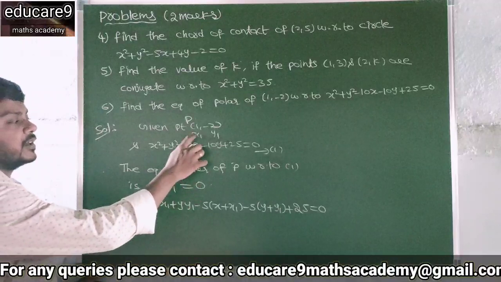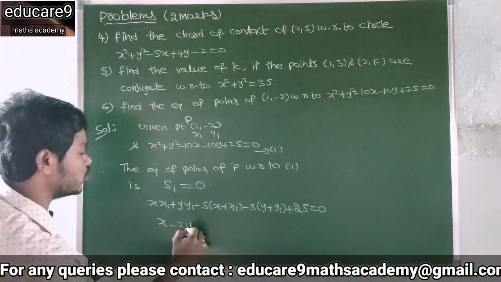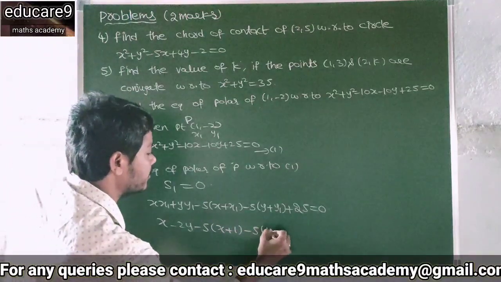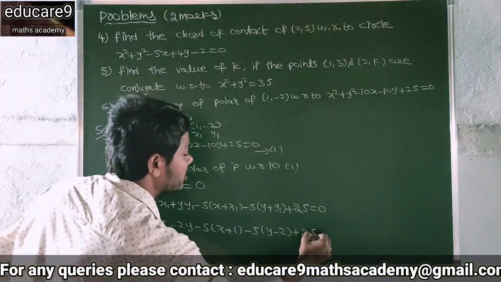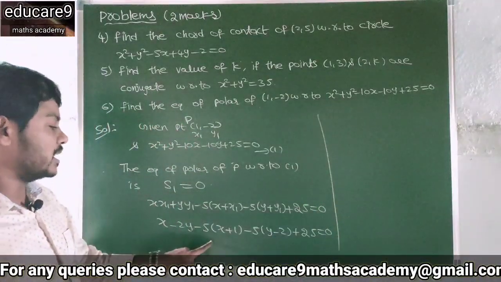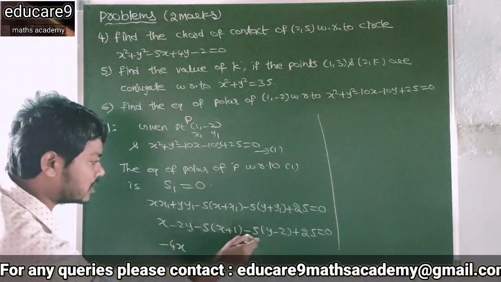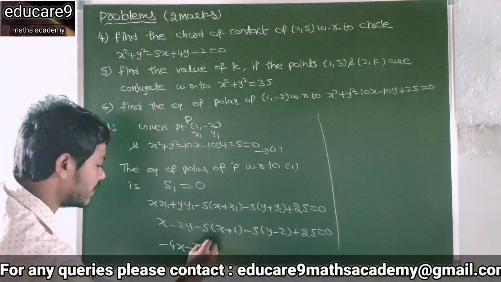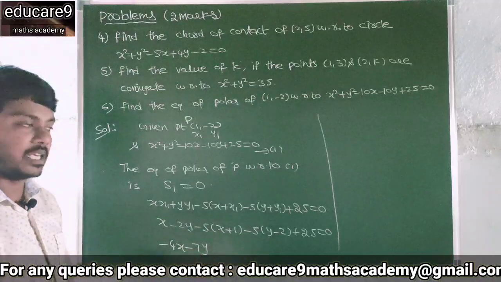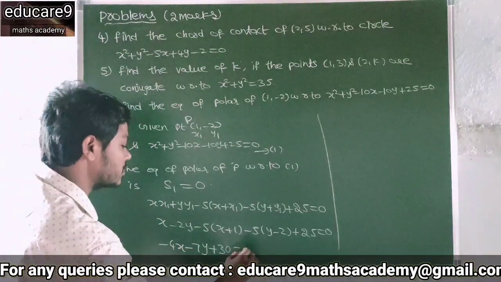Now substitute x1, y1 in this. What you get? x into 1, x minus 2y minus 5 times of x plus 1, minus 5 times of y minus 2, plus 25 is equals to 0. See here, x minus 5x. So what you get? Minus 4x. So minus 2y minus 5y, that is minus 7y. Next minus 5 plus 10, that is 5. 5 plus 25, 30 is equals to 0.